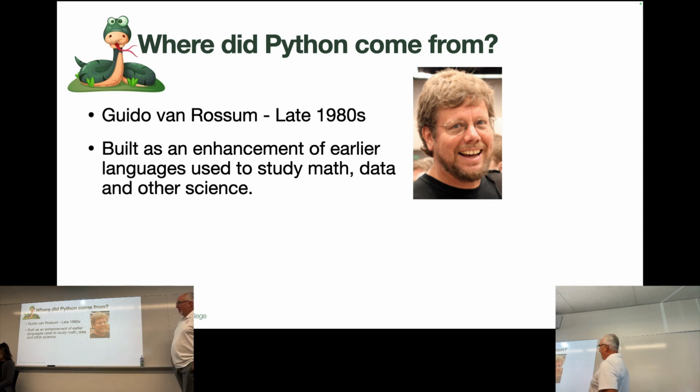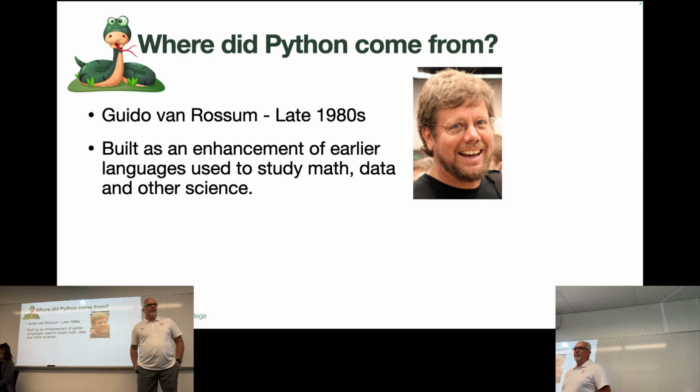Python was invented by this man. He looks so happy that he invented Python, doesn't he? Guido van Rossum in the late 1980s. And he actually wasn't necessarily a computer scientist, but he was a scientist who was using a different programming language to analyze data and conduct research. I believe the language he was using was ABC, and that is the name of the language.